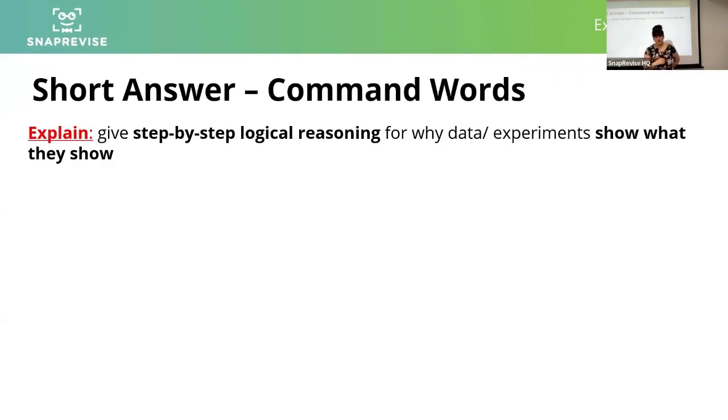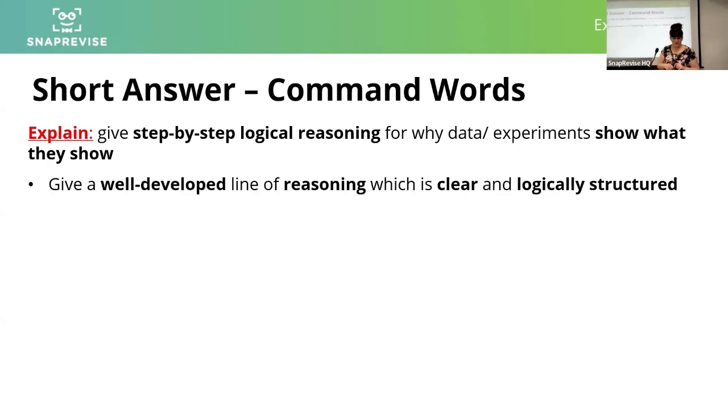So if they've asked for explain, you need to give step-by-step logical reasoning for why data or experiments show what they show. Look at the number of marks you've been given. If it's a 3-mark explain, you need to make sure you have explained it to level 3. You make sure that you have given 3 marks worth of explanation. Don't just state one thing and think you can get 3 marks for it. Make sure it has 3 levels to it or 3 parts to it to get 3 marks.